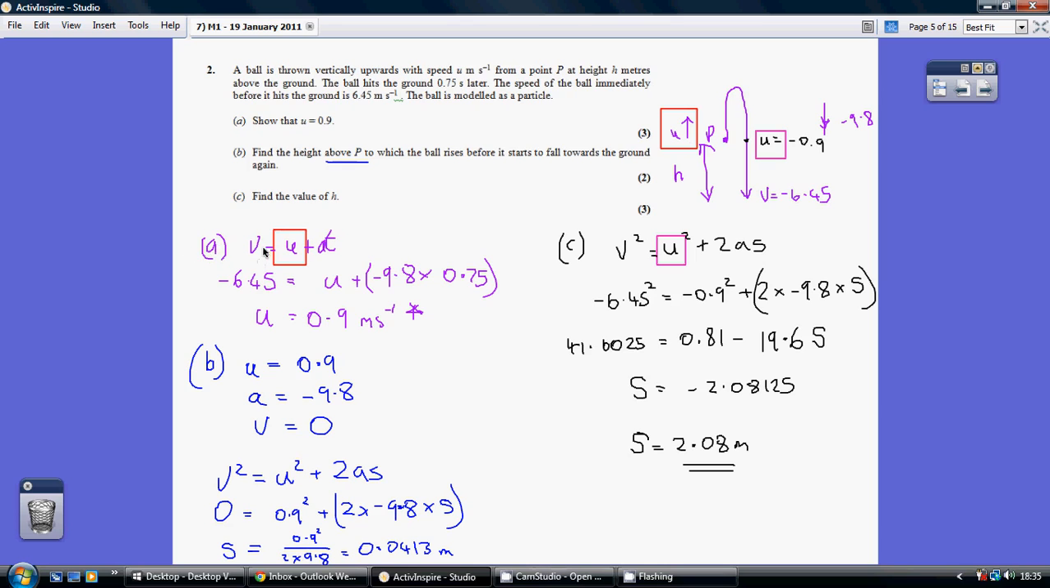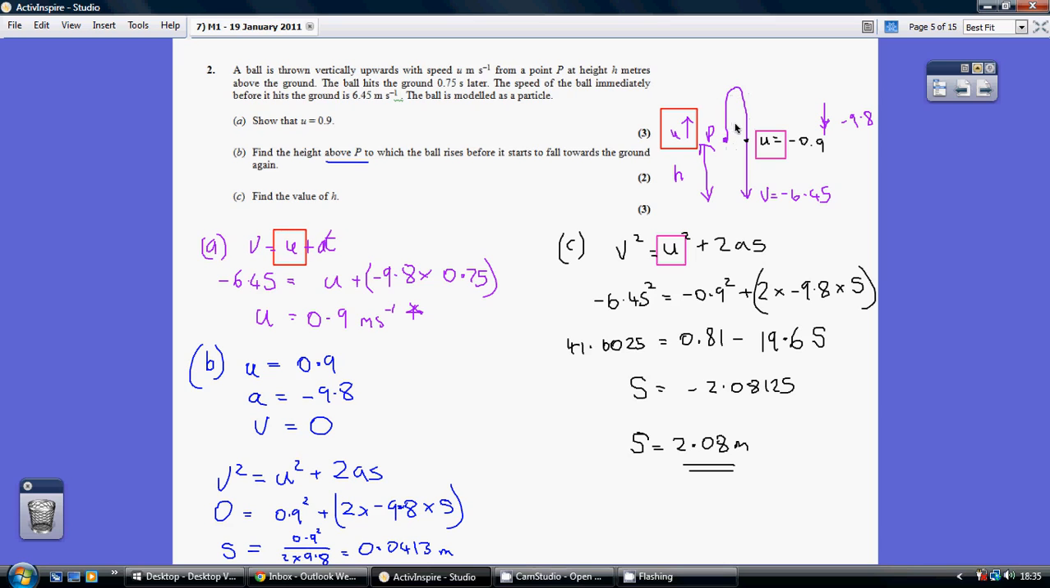For part A, v equals u plus at. Our final speed is minus 6.45. We're trying to work out our initial speed. We know the acceleration is gravity, minus 9.8. We know it takes 0.75 seconds, so substituting into v equals u plus at, we get u being 0.9 as required.